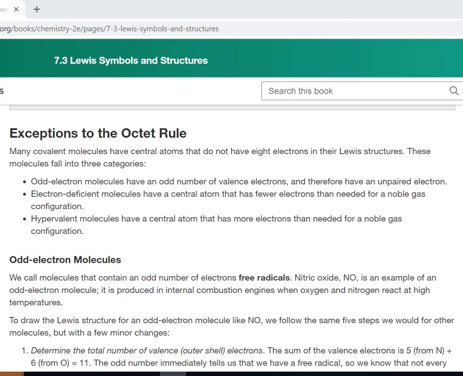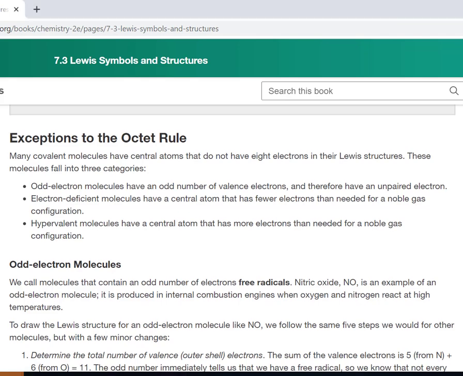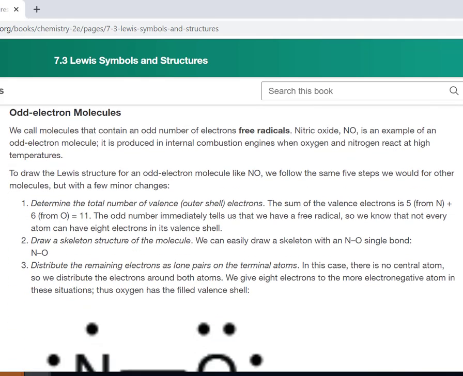It is possible to have, in some cases, molecules with an odd number of electrons. And when that happens, they'll have some unpaired electrons. And with unpaired electrons, it's impossible to have a complete valence electron shell. So that's the first one. So let's talk about that one, then we'll talk about the other two.